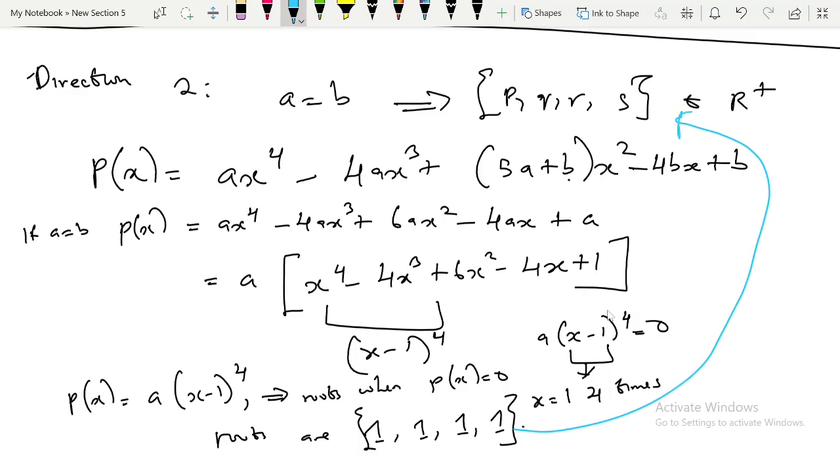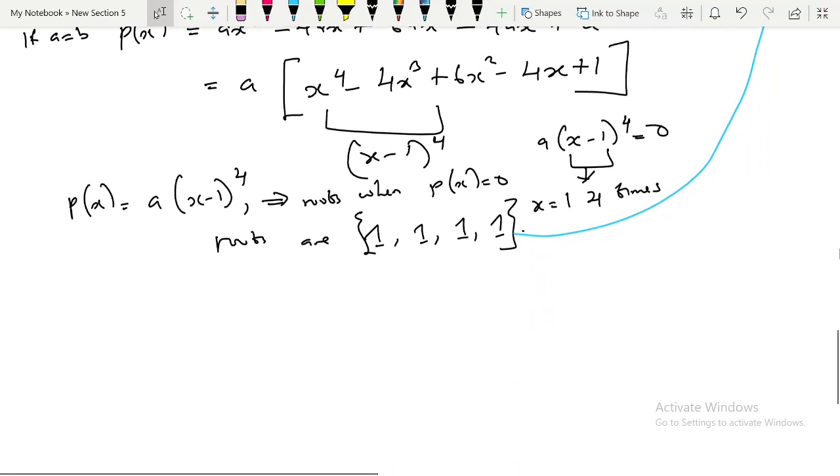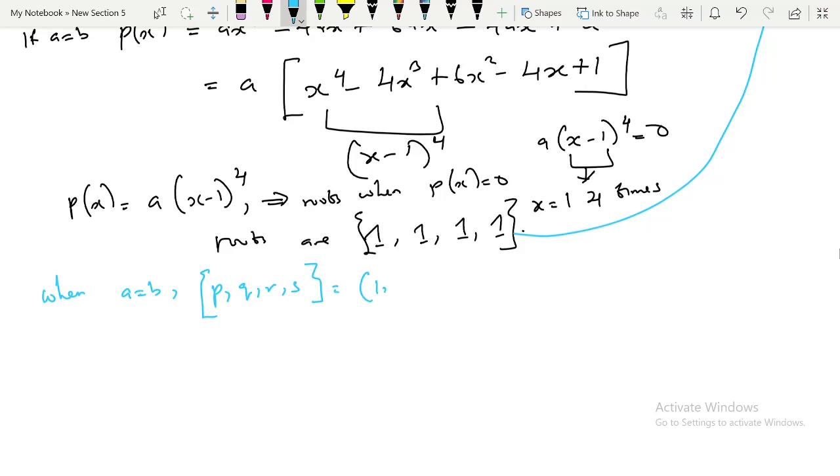So we've shown that when A equals B, the four roots are 1, 1, 1, 1, and that's the end of the second part of the proof. So let me write it out. When A equals B, the roots PQRS are equal to 1, 1, 1, 1, which are all positive reals, and this completes direction 2. So we've completed these two parts.